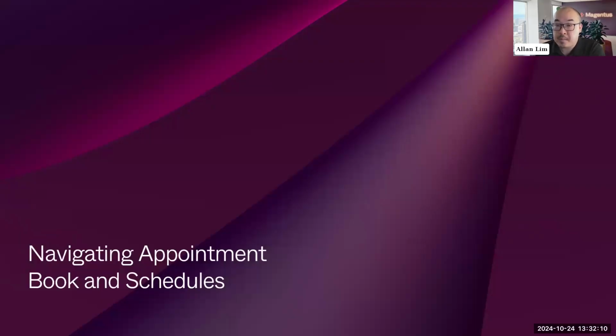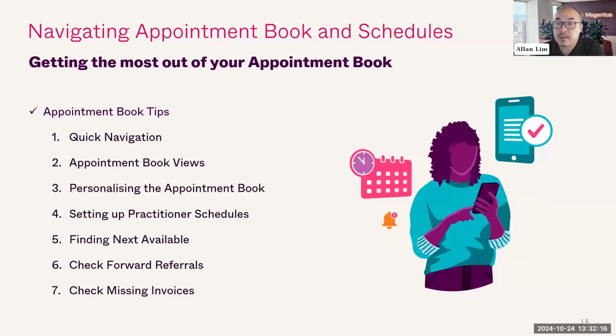We'll start with navigating around the appointment book and setting up schedules. There are several features in Genie Appointment Book that some practices may not be aware of, and these include quickly navigating around the calendar, alternate appointment book views, personalizing how you view your appointment book, setting up practitioner schedules based on where they are rostered, quickly searching for the next available appointment slot, generating a list of upcoming appointments that don't have a valid referral, and generating a list of past appointments that haven't been issued an invoice.